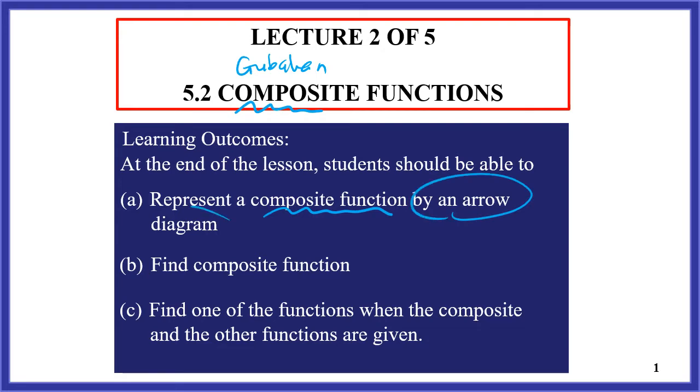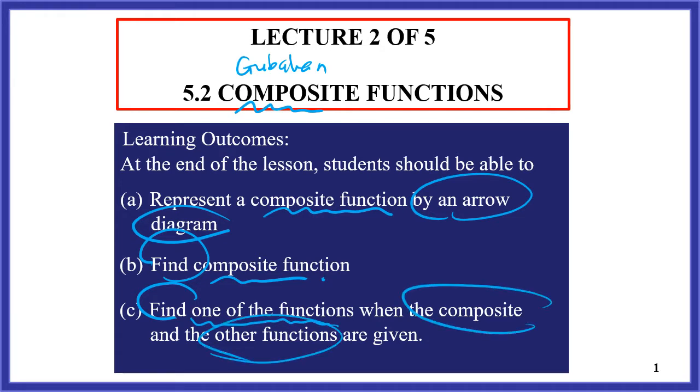At the end of the lesson, students should be able to represent a composite function by an arrow diagram, and then find composite function. And then the last one is to find one of the function when the composite and the other function are given. So we are trying to find one of the functions before we composite it. The given is composite and the other function.